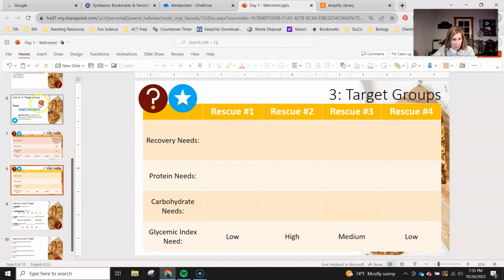Okay, go ahead, take a couple minutes, and go ahead and complete slides 6, 7, and 8. Okay, and then when you're done, come back and I'll explain your exit ticket for you today.